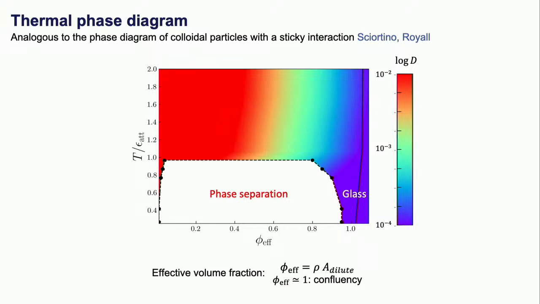Okay, and here let me say that on this axis we have the density, but I'm actually plotting the density in terms of the so-called effective volume fraction, which is the volume fraction the system would have assuming that the size of the particle does not change, remains the one in the dilute condition. If you think about the actual volume fraction, it's bounded by 1. You cannot really go above 1, but this one can go above 1, and 1 is essentially what you expect at confluence.